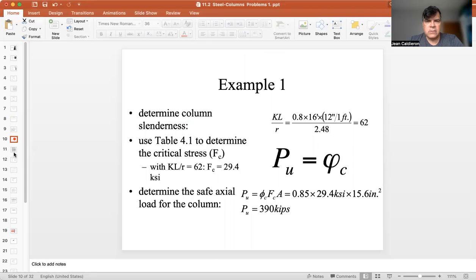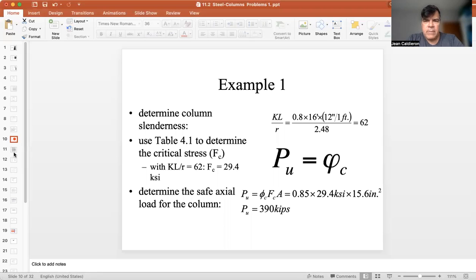Well, we have two steps to do in this problem. The first step is to calculate the slenderness, how slender the column is. And the formula is very simple. It's K multiplied by L divided by the radius. K is the constant of slenderness that we already calculated, that is 0.8. I mean, we got it from the table. 16 is the length of the column, and 2.48 is the radius that you will receive.